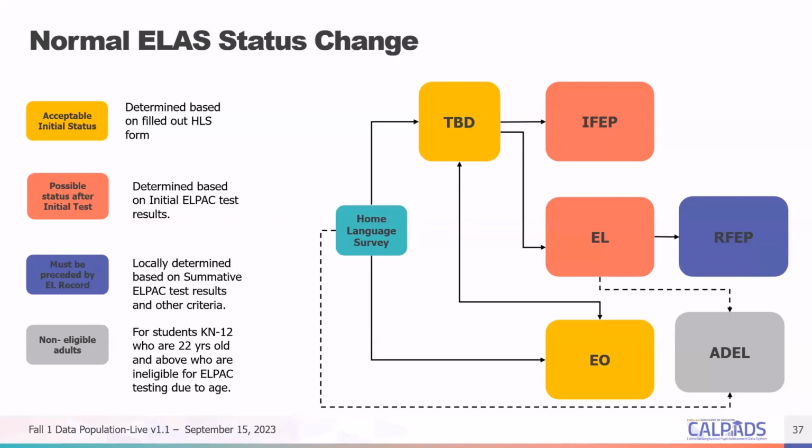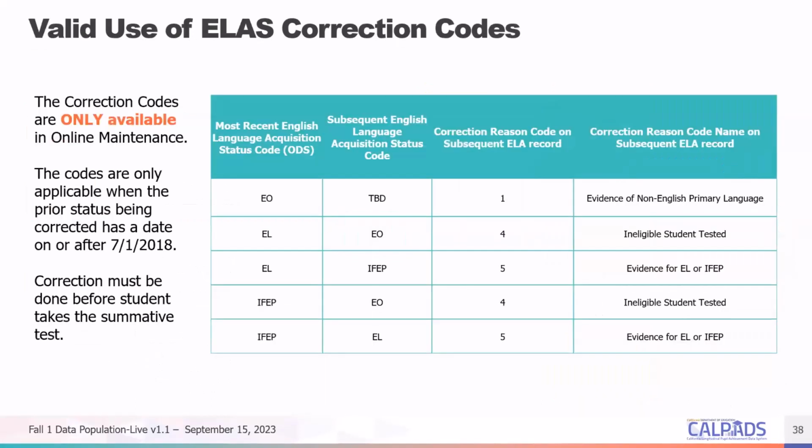The arrows on the slide show the logical progression from the different ELAS statuses. If a change is being made to a student's ELAS that is not represented by an arrow on the slide, it is not a logical sequence, and a correction code must be used. This is the valid uses of ELAS correction codes table, which you can also find in the CalPADS user manual and provides the scenarios where correction codes are appropriate.